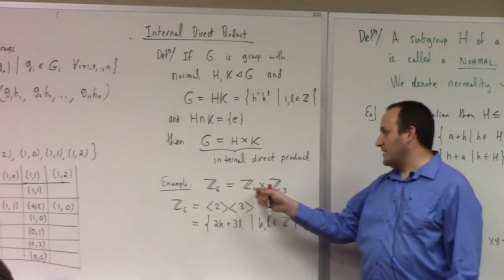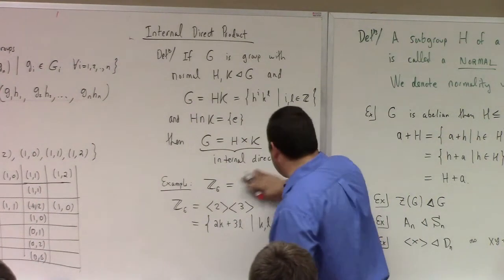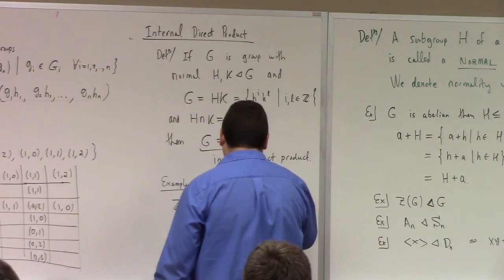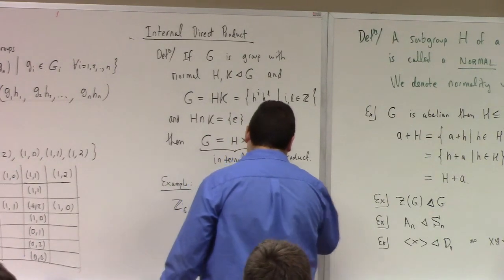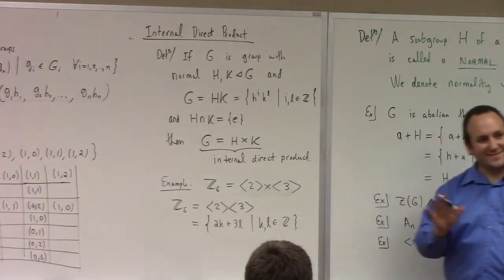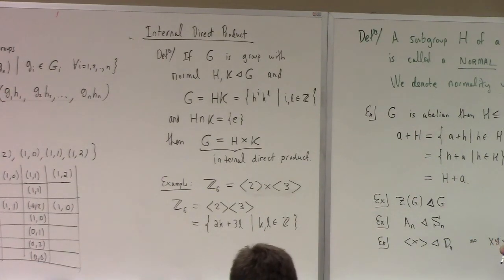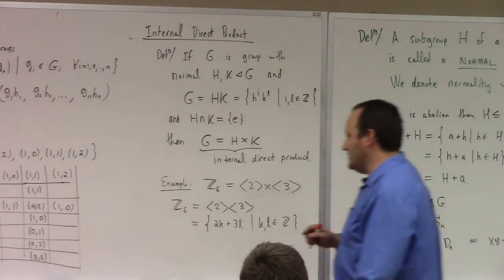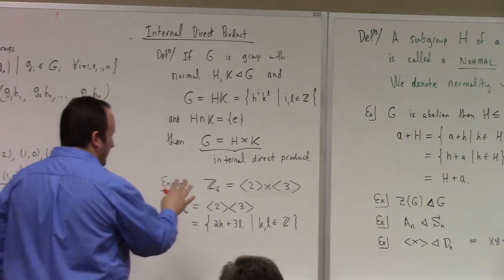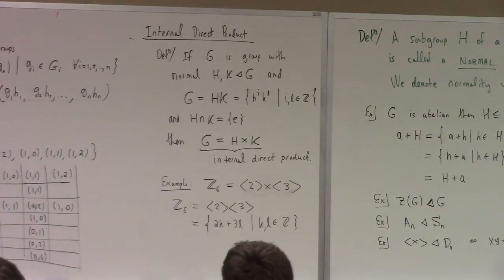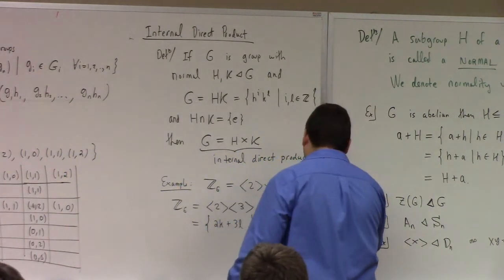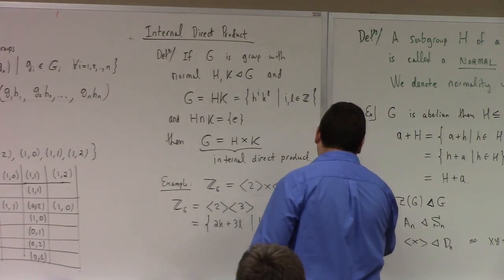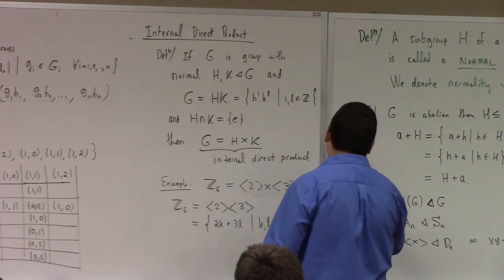Z6 is the internal direct product of this and that. That was what you were asking about isomorphism, wasn't it? Thank you. Eventually I will see the error of my ways. It is true, though. In fact, you could draw a Cayley table for Z6 if I had more time, and you could compare, and you'd see that the pattern matches. In fact, they are isomorphic. Z6 is isomorphic to Z2 external direct product Z3.